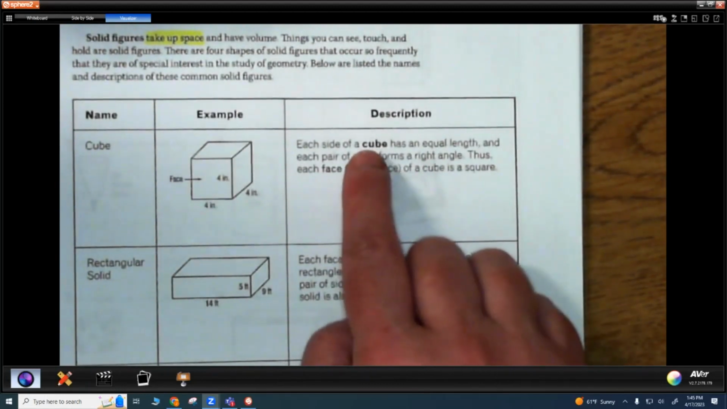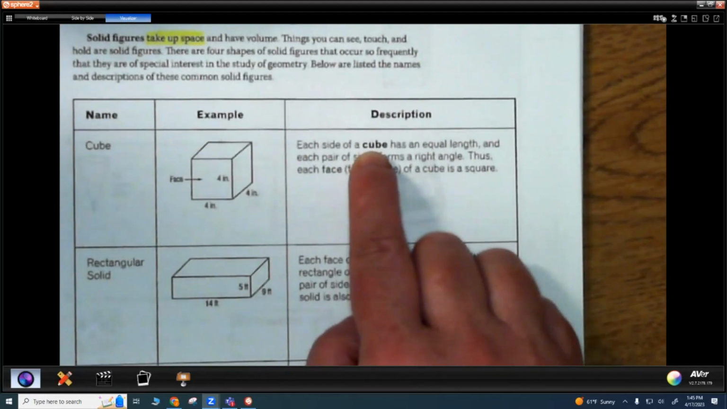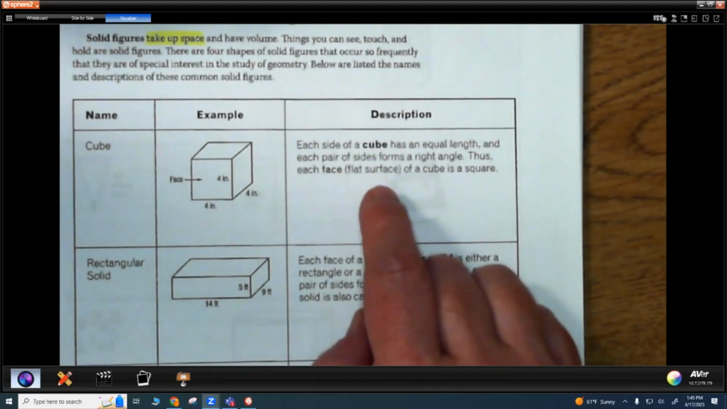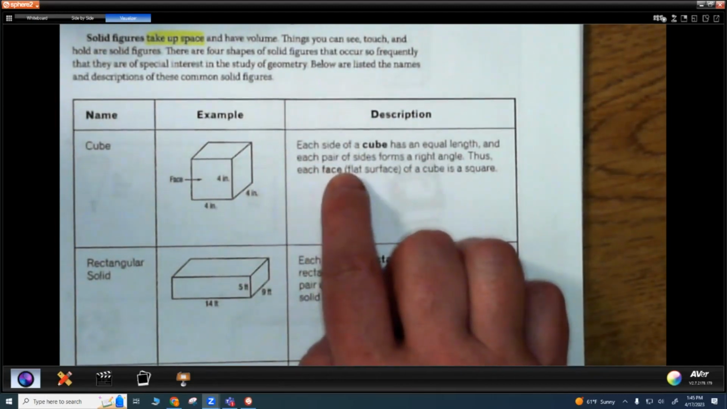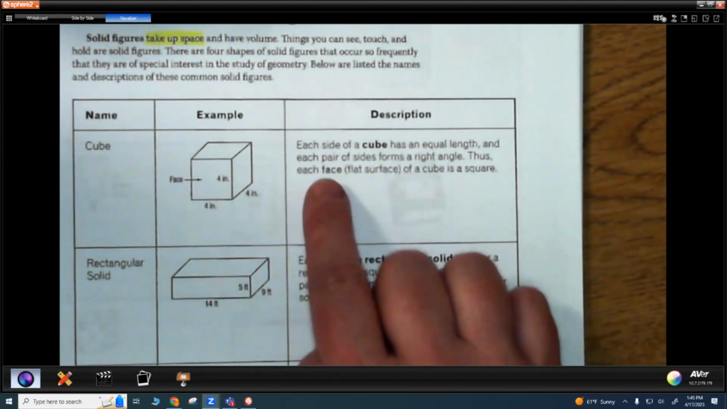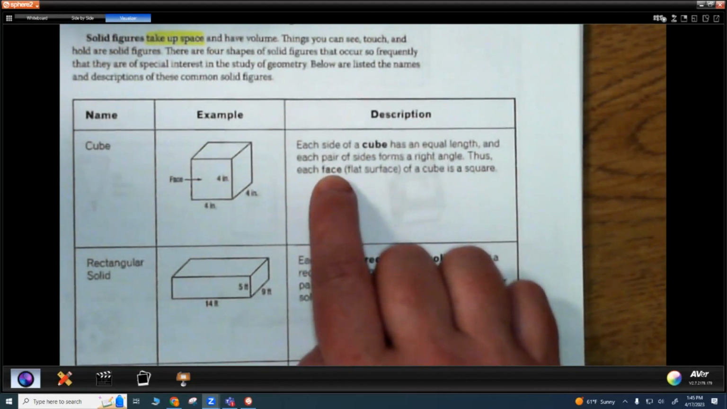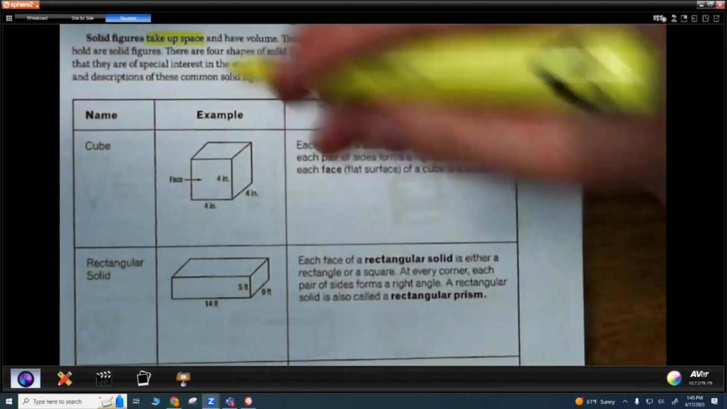And so the first one is our friend, the cube, the easiest one to deal with. It has equal lengths, and each pair of sides forms a right angle. And each face of a cube is a square.